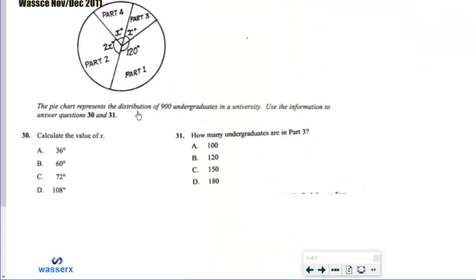Now we have this. The pie chart represents the distribution of 900 undergraduates in a university. Use the information to answer questions 30 and 31. Calculate the value of x. So we know that all these angles over here will add up to 360 degrees. So we have 2x plus x plus another x plus 120 degrees is equal to 360 degrees.